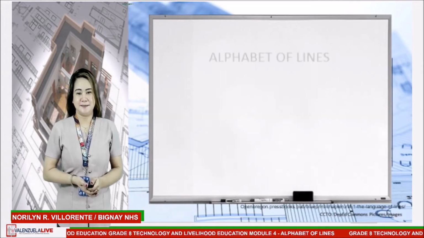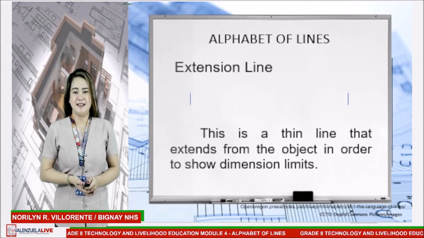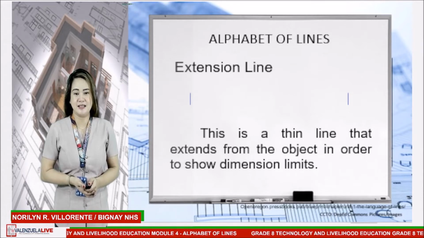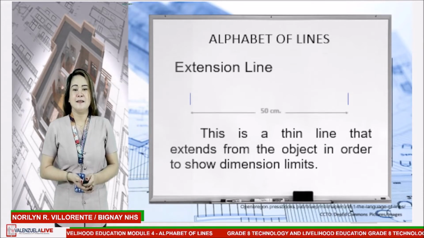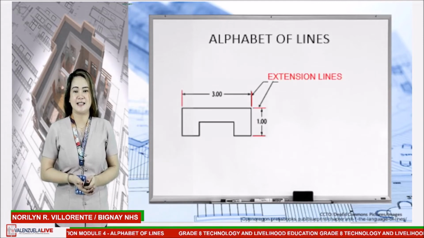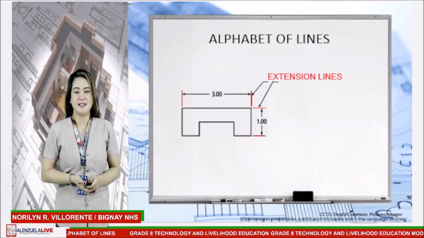Extension line. This is a thin line that extends from the object in order to show dimension limits. In between the extension lines, you can see the dimension lines, where extension lines show the starting and stopping points of a dimension.